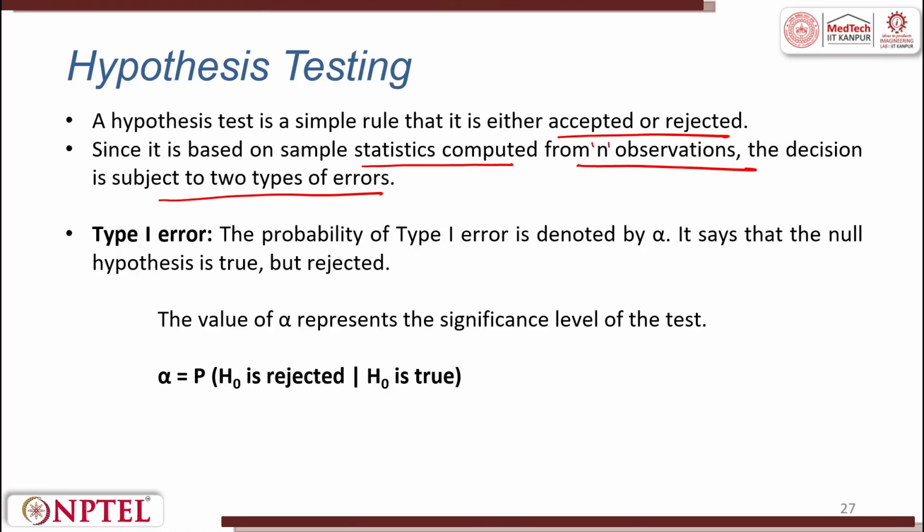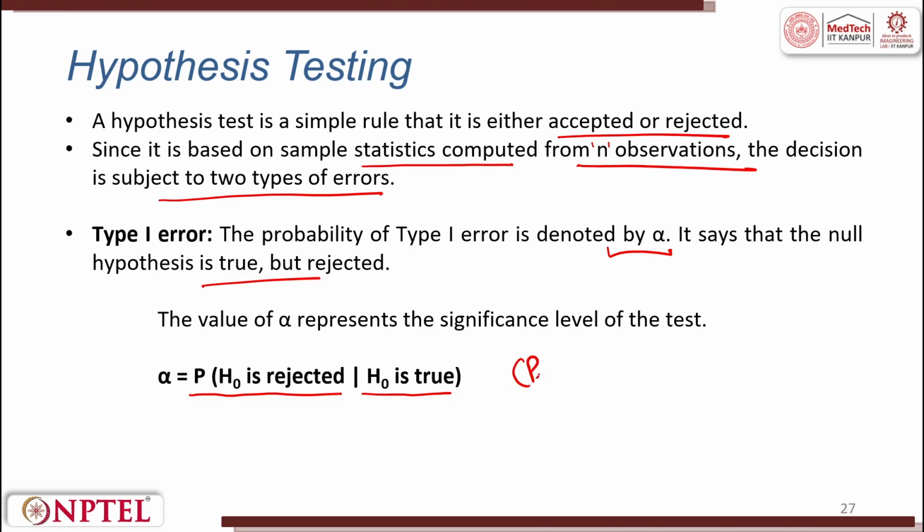There could be an error that the sample we have selected is good, but the overall lot is not good. Or on the other side, the sample we have selected is not good, but the overall lot was good. In both cases, there are errors, one is type 1, one is type 2. Let us see those. Type 1 error is the probability that is denoted by alpha. It says that the null hypothesis is true, but rejected. That is, alpha is equal to P(H naught is rejected, but it was true).